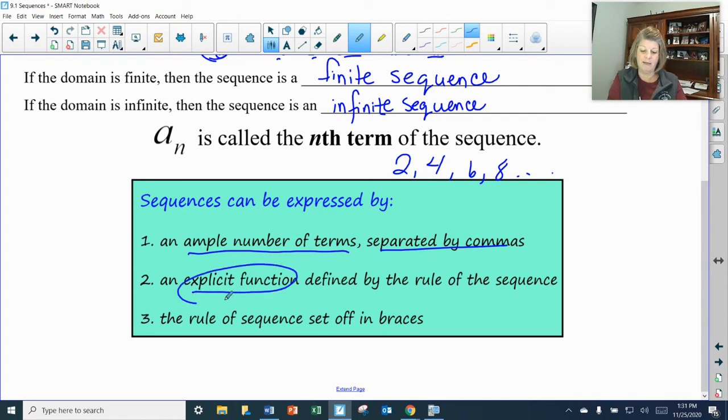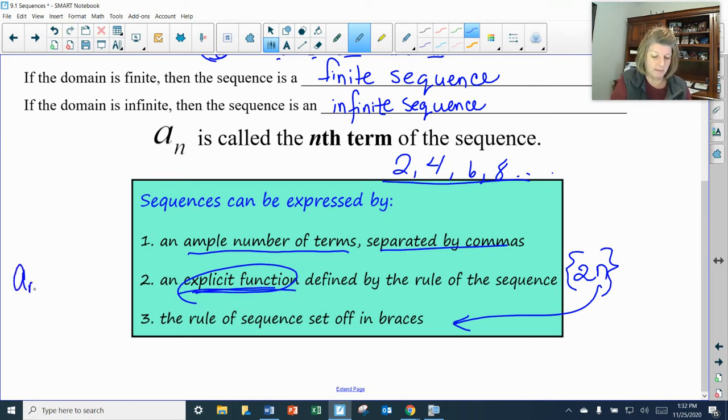We could describe it as an explicit function defined by the rule of the sequence. So for this one, maybe I'd write that the rule of my sequence is 2 times n. And that would be an explicit function. 2 times 1 is 2, 2 times 2 is 4, 2 times 3 is 6, and so on. The rule is set off by brackets, or braces. An explicit function: a sub n equals 2 times n. I could write it like that. That's what number 2 is talking about.